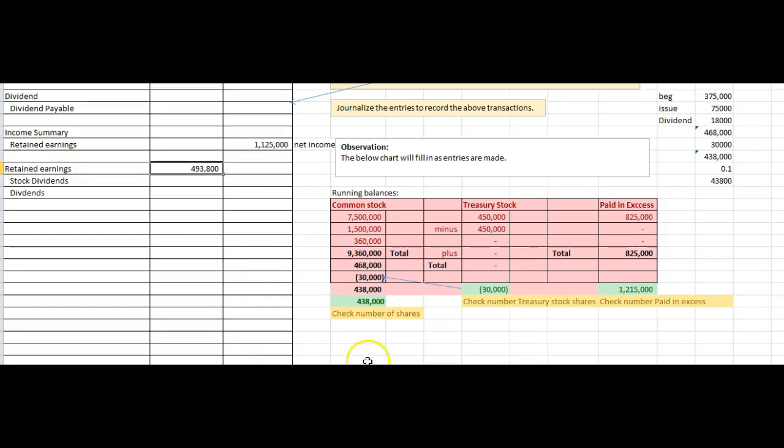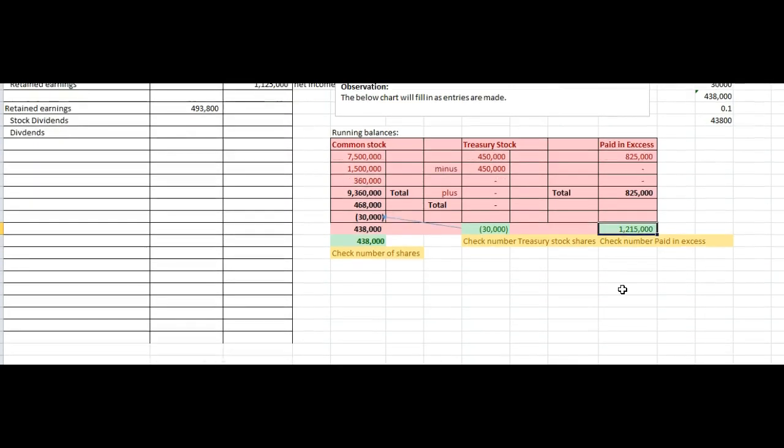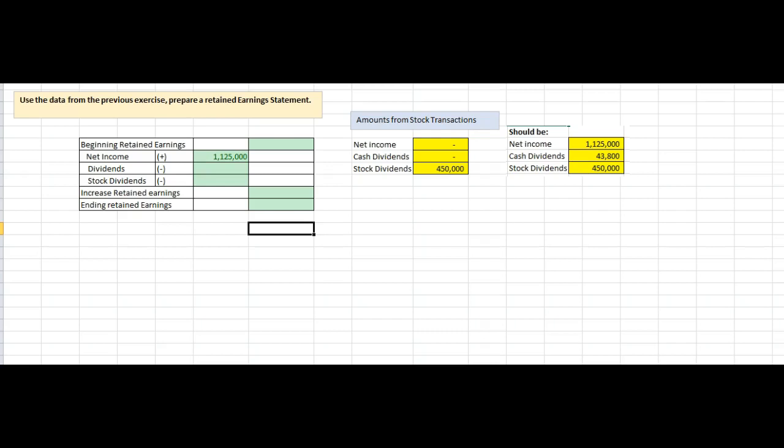It's just check numbers. Here's your number of shares that are outstanding right now. Here are the treasury stocks. You've got 30,000 treasury stocks. And there's, I'm not sure what the paid-in capital of 1,215,000 at this point.